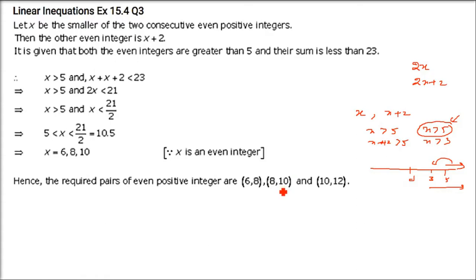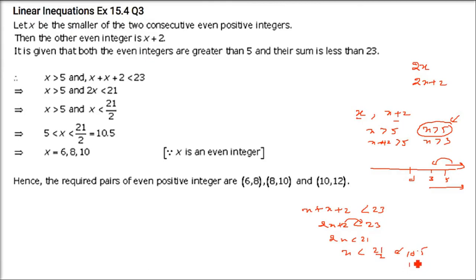We'll not take x greater than 3, right? The second condition is the sum is less than 23. So take the first number, take the second number, and it is less than 23. So 2x plus 2 is less than 23. Take 2 to the right hand side, 2x is less than 21, x is less than 21 by 2, so it is 10.5. It can be 10.4 also, it can be 10.6 also, it can be less than that, right? So you have to take an integer.